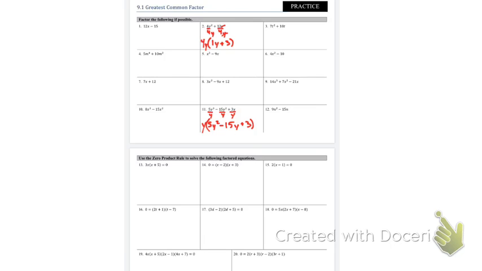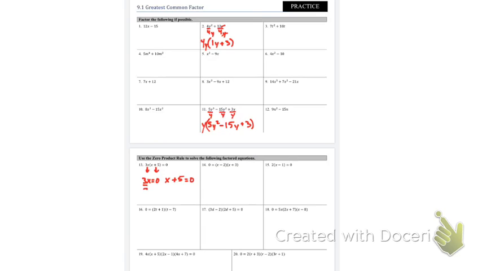Let's skip down to the next section. Use the zero product rule to solve the following factored forms. Remember, the zero product rule is very simple. Once it's in factored form, which if you look here, remember factor is a multiplication problem. So we have factored this. Every factor with a variable gets put equal to 0. So once we factor, put the factors with a variable equal to 0, and then solve. So it's very simple. There's one factor. This is another factor. We're going to put them each equal to 0, and then solve. That is the zero product rule.